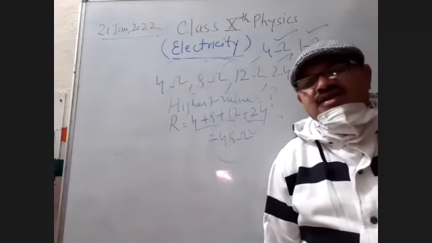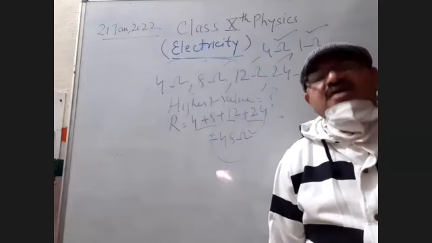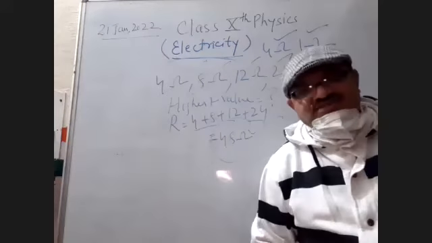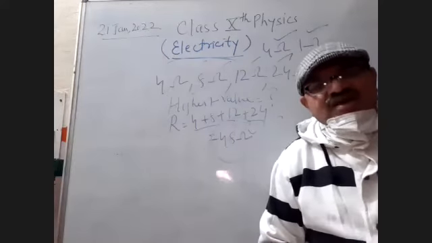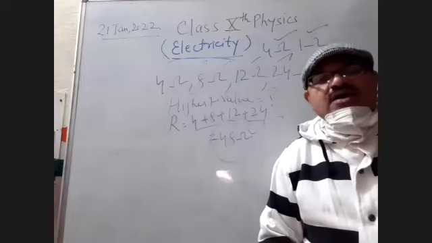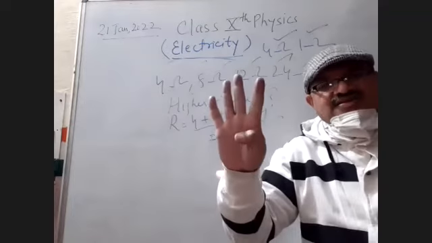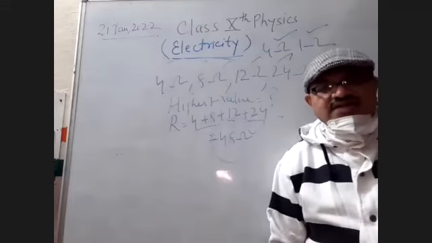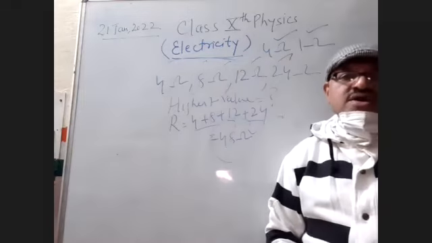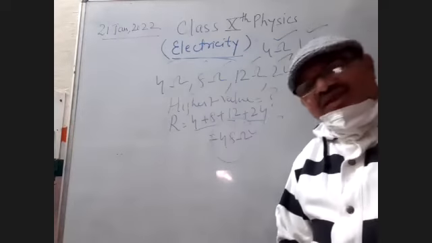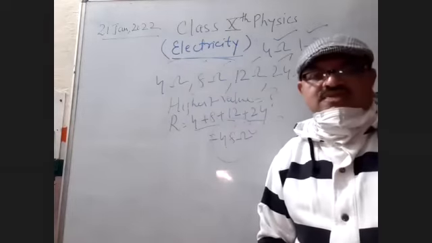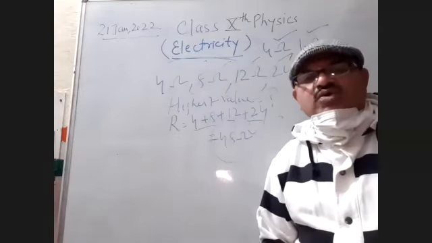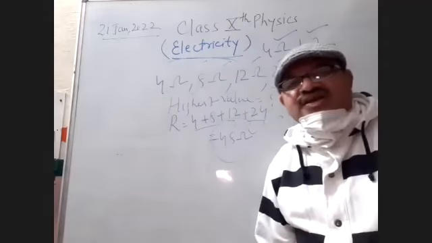Your answer of question number 5, the answer of the first part, is: highest resistance is 48 ohms when all the 4 resistances are connected in series. Correct, students? It should be clear to you. Now, second case, when it will be the lowest. When it will be lowest, definitely they are connected in parallel.